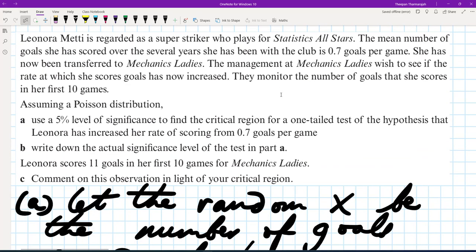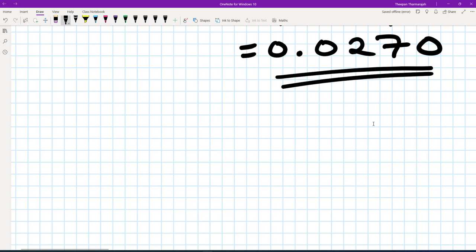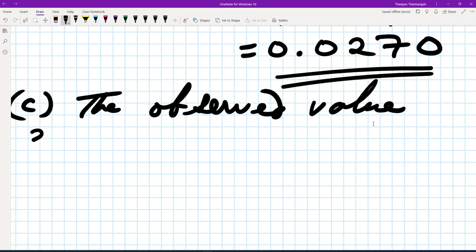Leonora scores 11 goals. That's her observed value in her first 10 games for Mechanics Ladies. Comment on this observation in light of your critical region. So we can say, part C here, the observed value x equals 11 does not lie in the critical region.